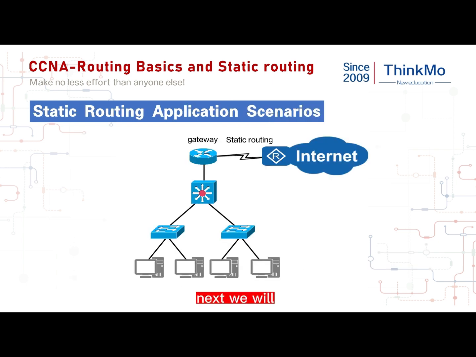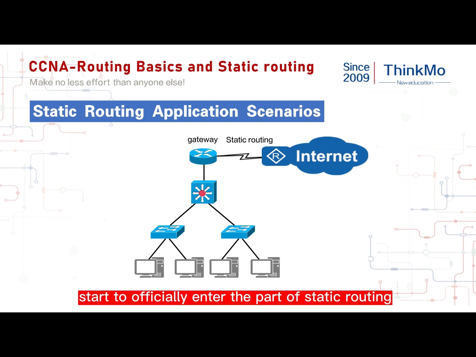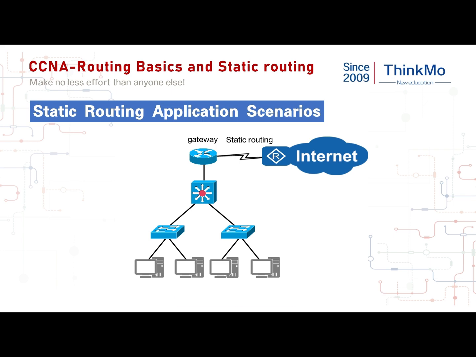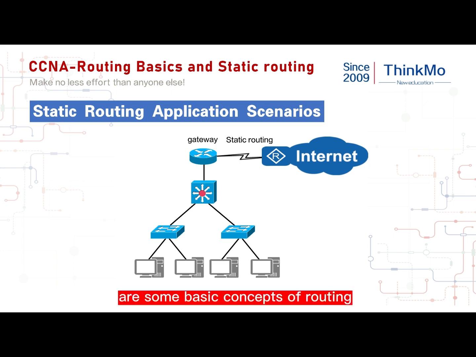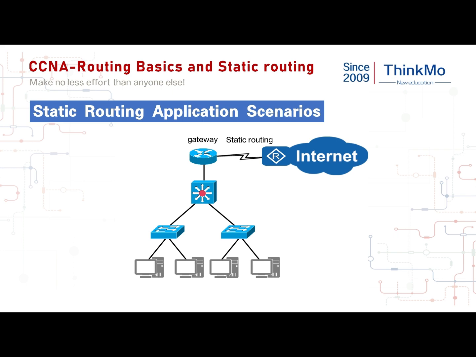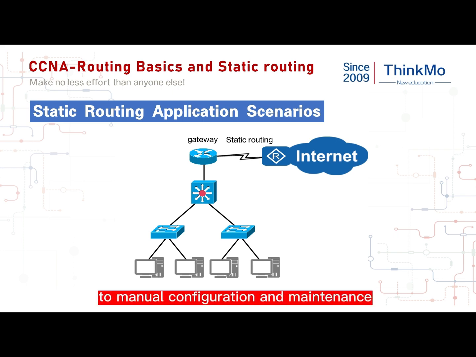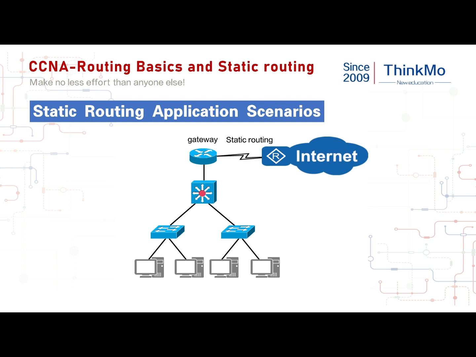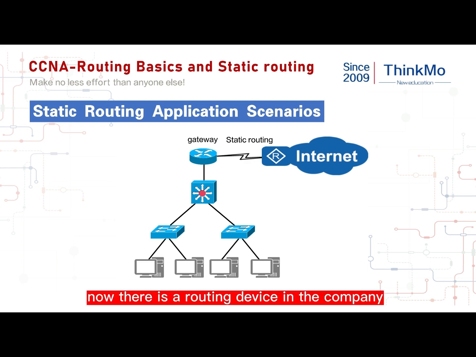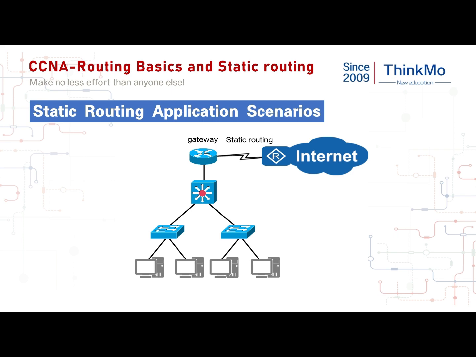Okay. Next, we will start to officially enter the part of static routing. What we just said are some basic concepts of routing. Static routing refers to manual configuration and maintenance by administrators. For example, now there is a routing device in the company. All routing entries inside, in addition to direct connection, I typed in one by one. For a small enterprise network, static routing is in fact enough.